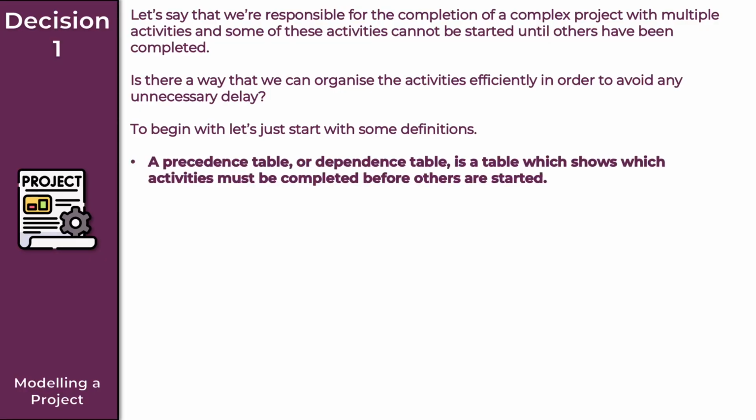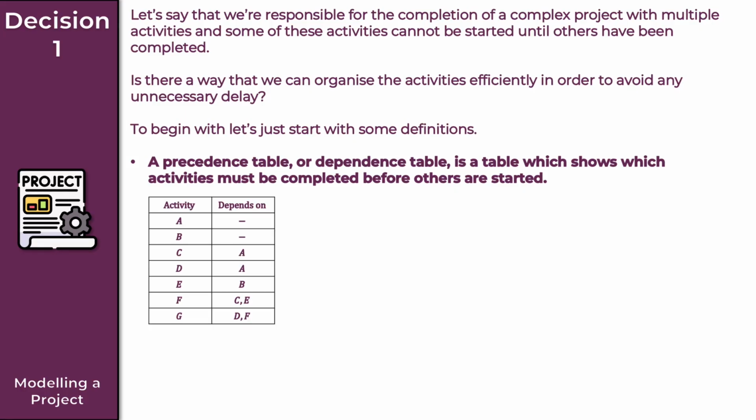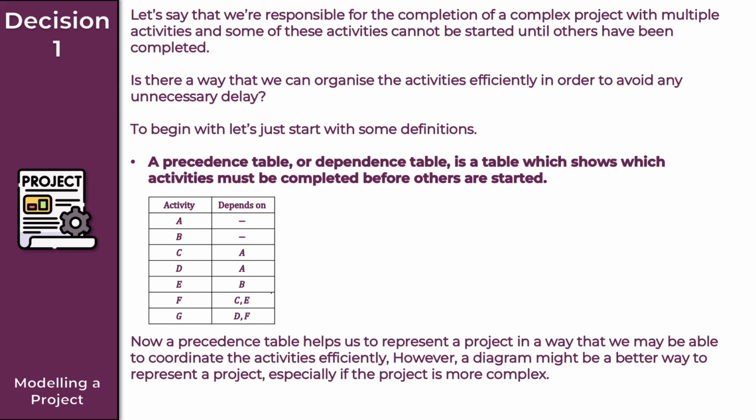So a precedence table or dependence table, whichever name you prefer here, is a table which shows which activities must be completed before others are started. So this here then is an example of a precedence table. As you can see then, in the left-hand column we've got our activities here, and on the right-hand side we have our dependencies. Now a precedence table helps us to represent a project in a way that we may be able to coordinate the activities efficiently.